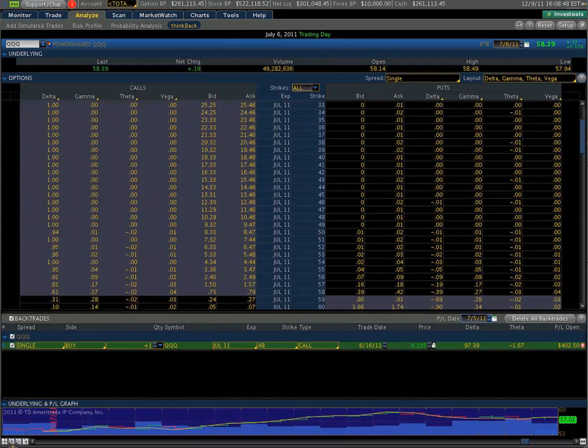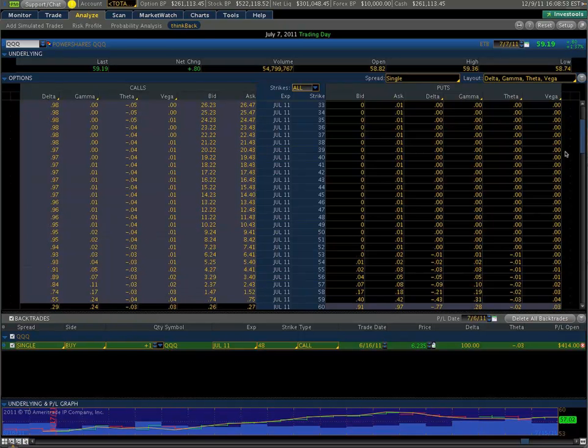On the 6th, we're up 19 cents. We have even more profit. On the 7th, we're up 80 cents, and now we have $509 in profit. If we take a look at our option chain, you can see that the July 48 call is now at $11.43 asking price. So it's risen close to $5 since we purchased it on June 16th.